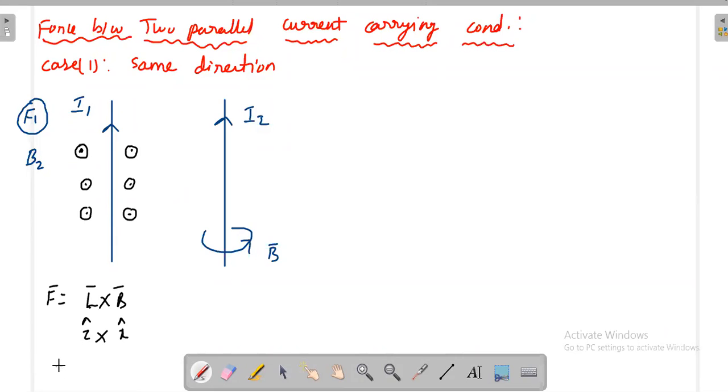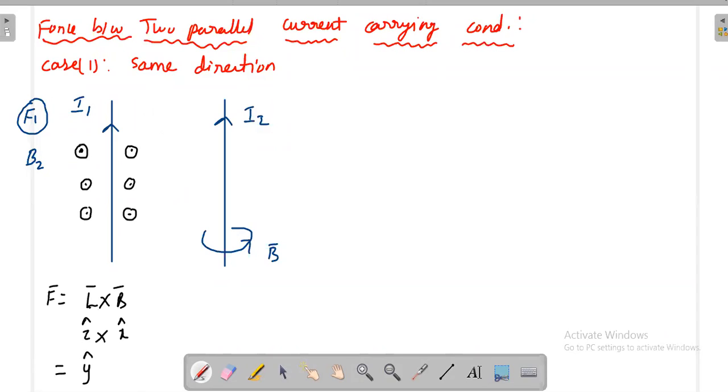So what is the Y cap direction? This is the Y cap direction. The force will go in this way. The force on conductor 1 will act in this way. I am calling it F1, but please remember the force on conductor 1 is due to the magnetic field created by conductor 2. So that force will finally act in the Y cap direction, something like this.